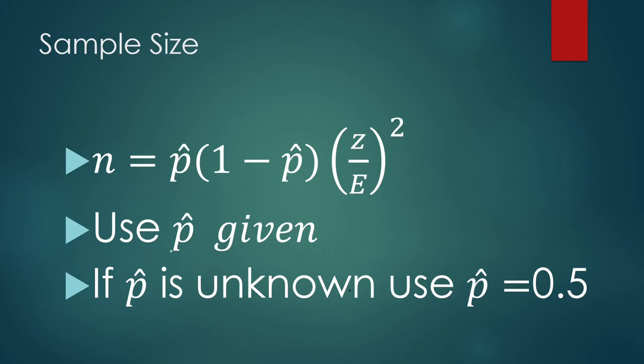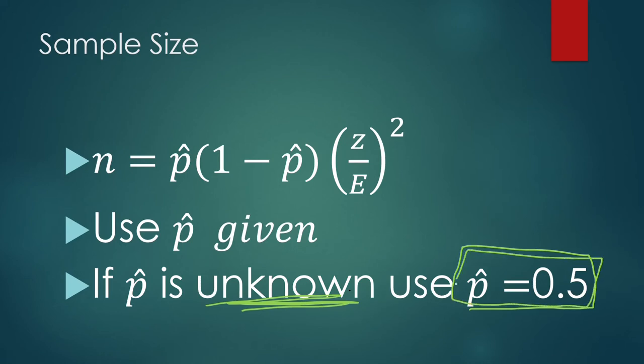Now, if p hat is given in a problem, then use the p hat that's given. However, if p hat is unknown or cannot be determined, then we want to use p hat equals 0.5. The reason we want to use p hat equals 0.5 if p hat is unknown is it actually maximizes the sample size. It maximizes n, which gives us a more conservative approach to the problem.